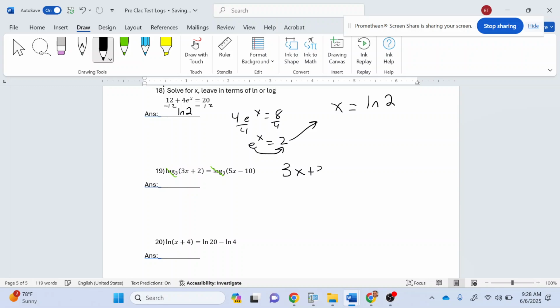3x plus 2 equals 5x minus 10. Guys, talk about it another time. So, because they're both log 3, you could just cross them out, solve it out. You're going to get 12 equals 2x, x equals 6. No issues there. Remember, you cannot have a negative in your x in your logs.